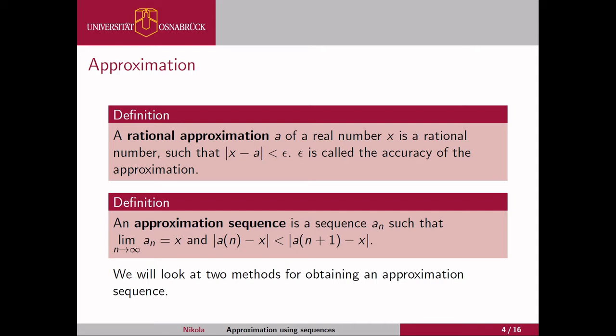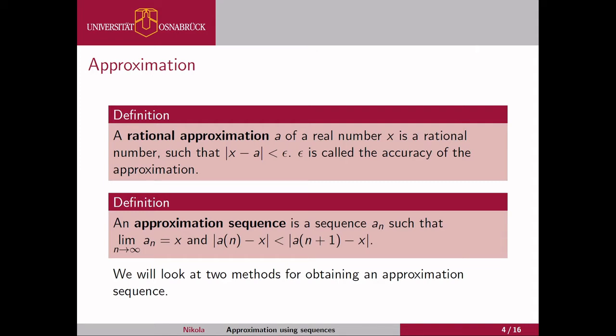And the second definition we're looking at is defining an approximation sequence. We will later on see that using approximation sequences is very useful in order to get actually good individual rational approximations. So an approximation sequence is a sequence of numbers that has two properties. First of all, it converges towards our target number x. And secondly, each constituent of our series, each term, is closer to x than the previous one.